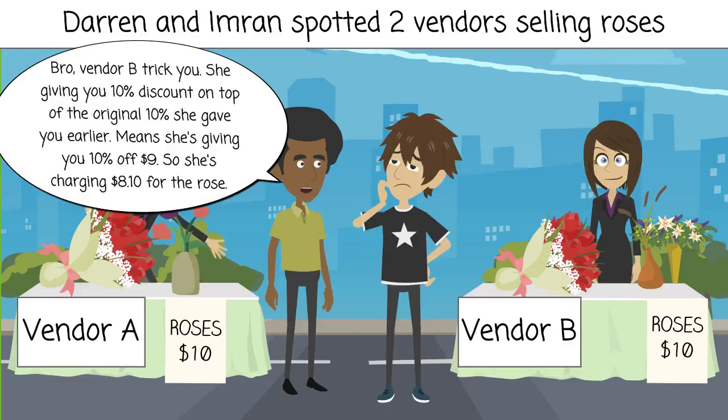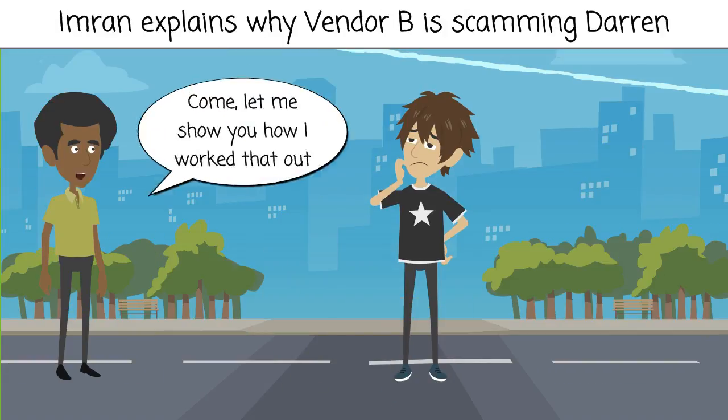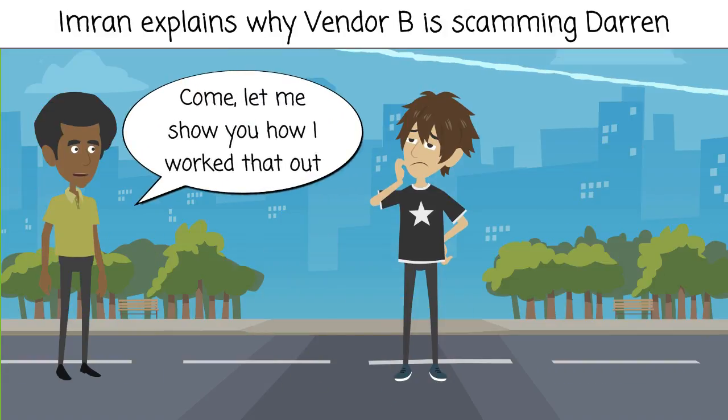She giving you 10% discount on top of the original 10% she gave you earlier. Means she's giving you 10% off $9. So she's charging $8.10 for the rose. Come, let me show you how I worked that out.